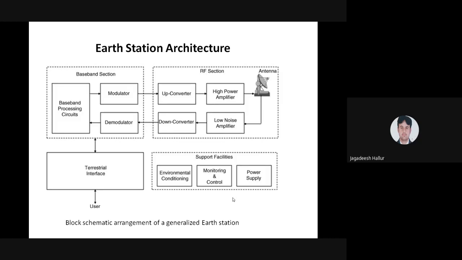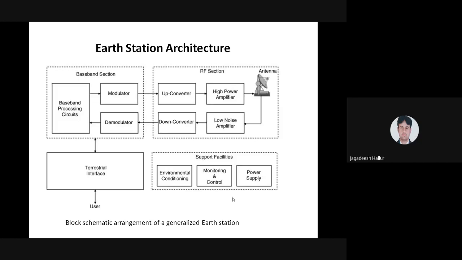And that is connected to the radio frequency section. What is the radio frequency section? In that, some equipment is present to strengthen a particular signal, to change the frequency band of the signal, and to remove the noise present in the signal. All these functions are done in the radio frequency section.